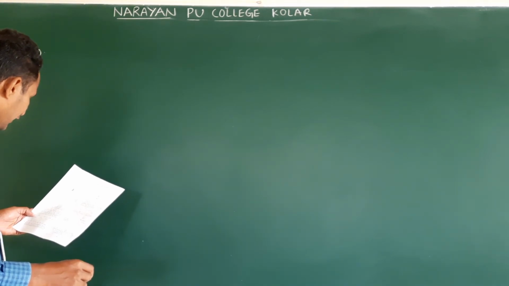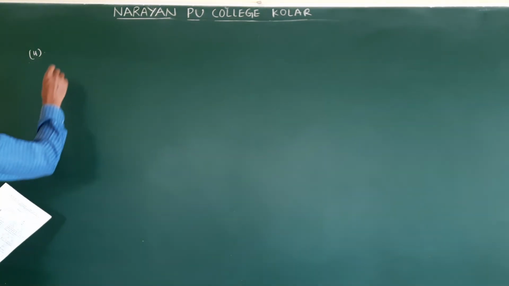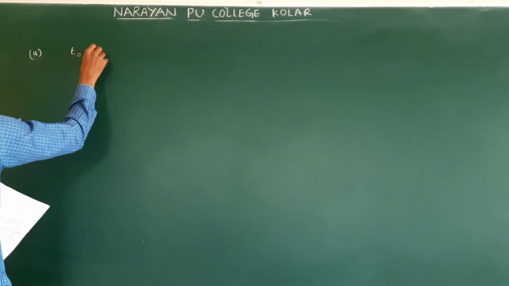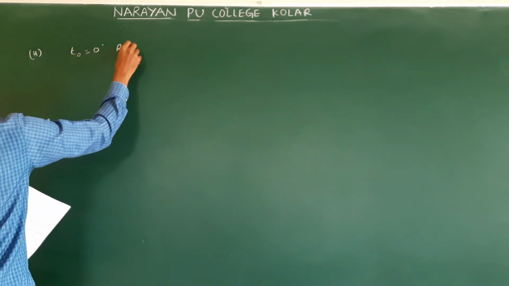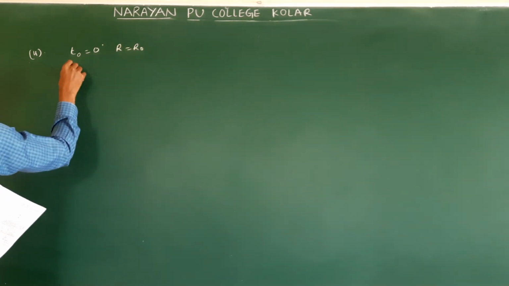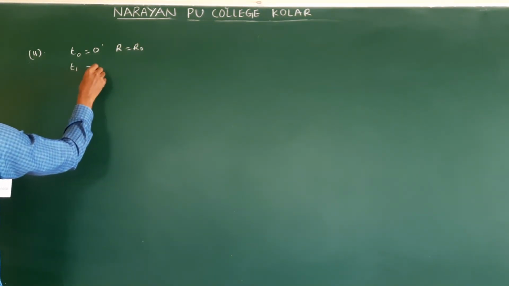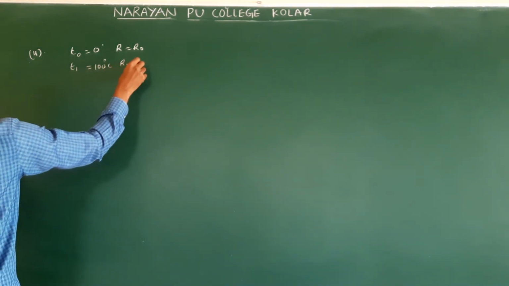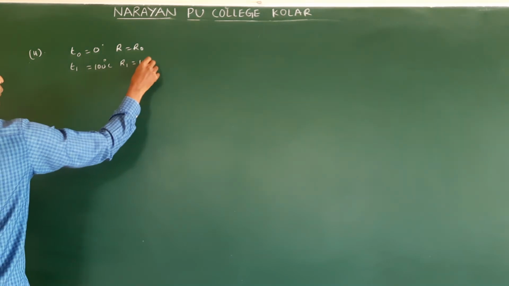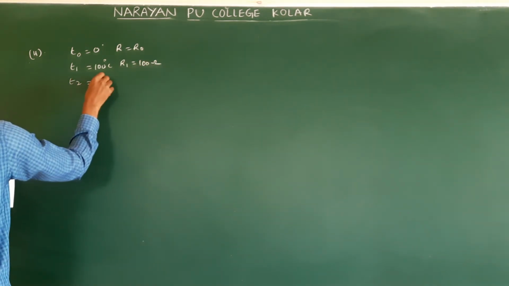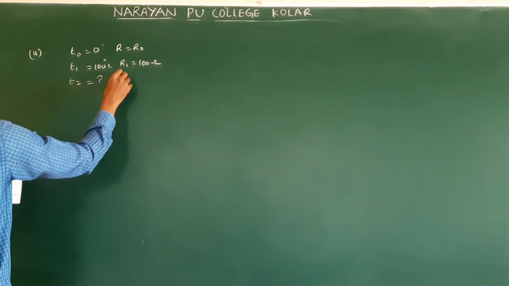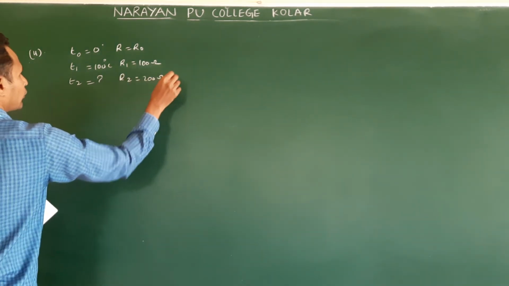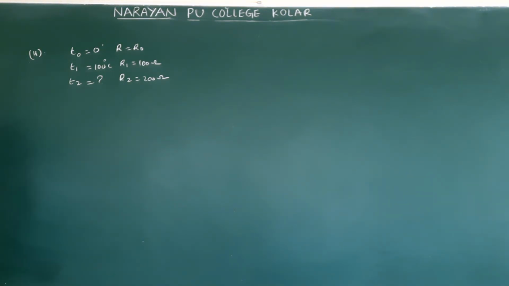So they did not give the temperature at 0 degrees. So when T0 is 0 degrees, resistance R is equal to R0. When temperature T1 is what? 100 degrees Celsius. Then R1 is equal to, they given 100 ohm. Then T2. I hope they are asking T2 when R2 will become 200 ohm. Okay? Then how do you write?